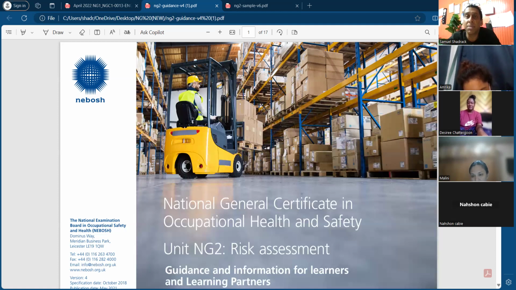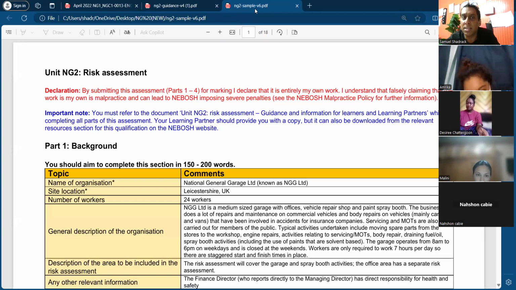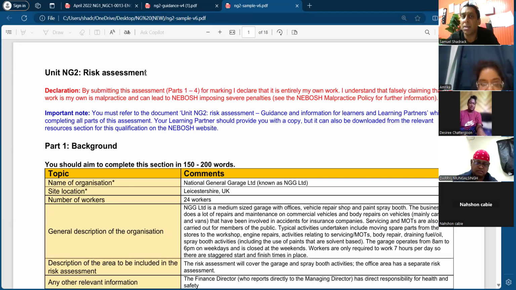The simplest way to break that down for you is that, as I told you, for the project there is a left hand side and a right hand side of a table. I can show you the table now. You can just let me know if you're all seeing this. Unit NG2 risk assessment. Are you all seeing that? Yes, okay.